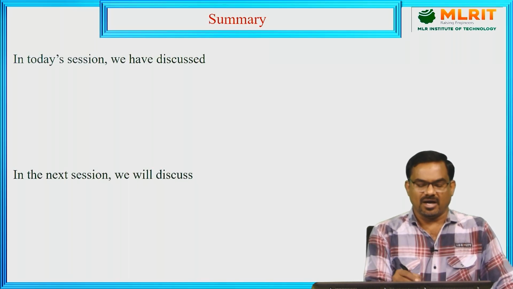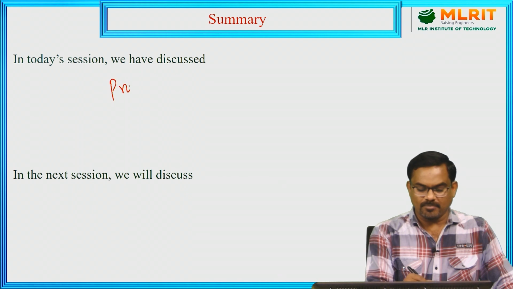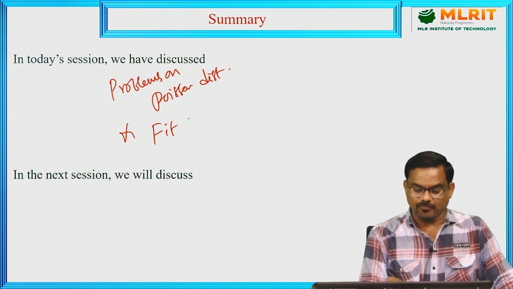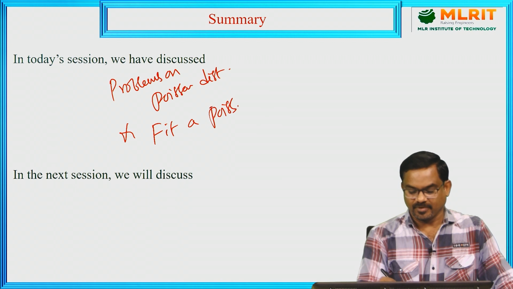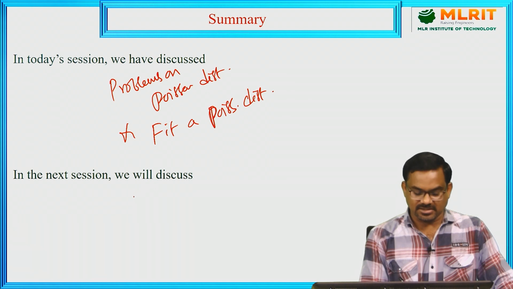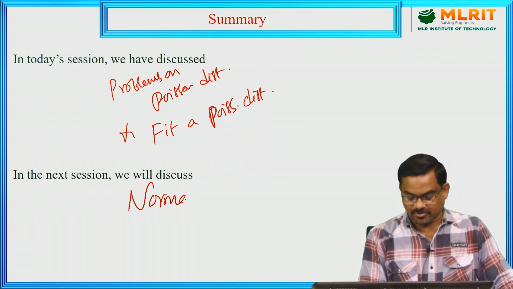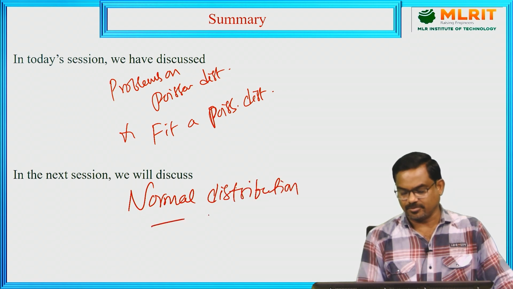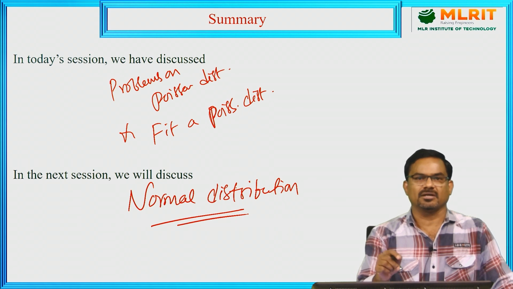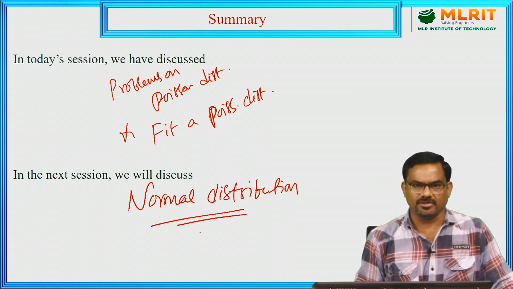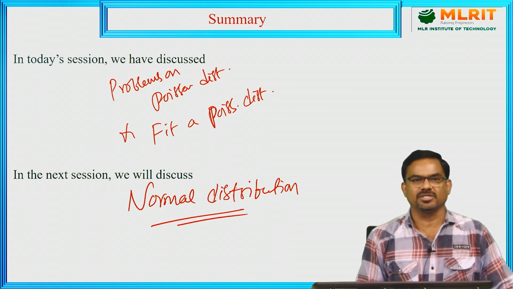In today's session, we have discussed some problems on Poisson distribution and also how to fit a Poisson distribution. And in the next session, we'll discuss the normal distribution, which is a continuous distribution. Here, binomial and Poisson are discrete probability distributions, whereas normal distribution is a continuous probability distribution. So, we will discuss normal distribution in the next session.